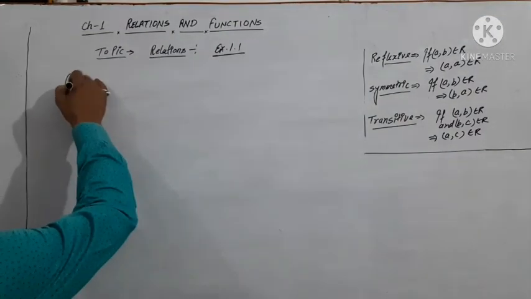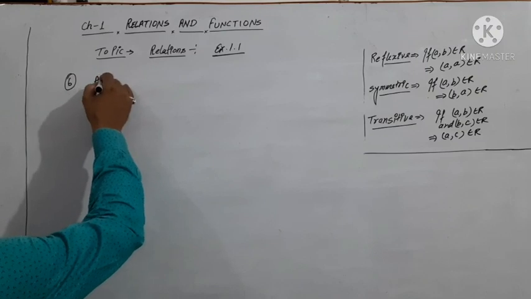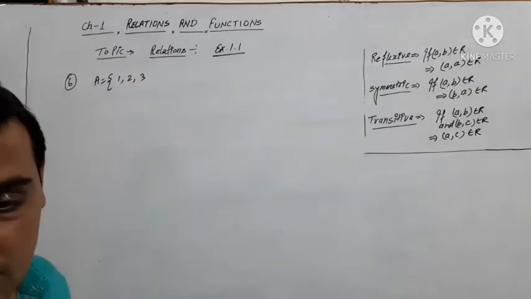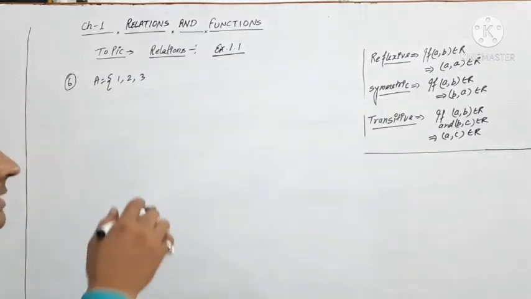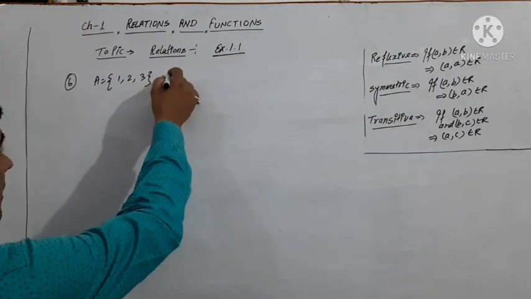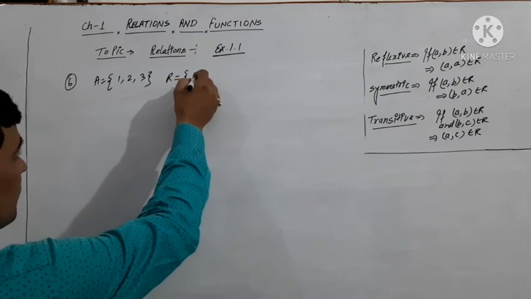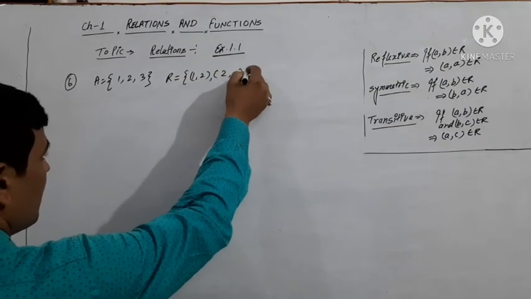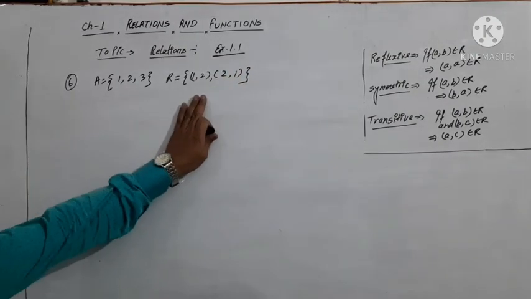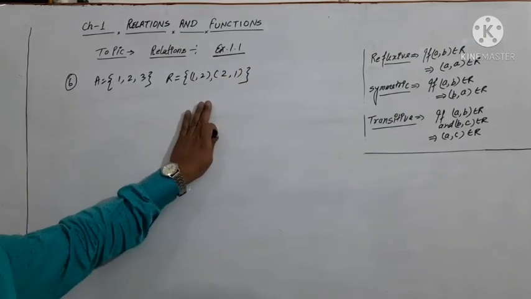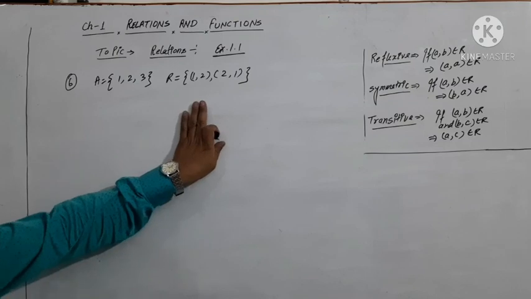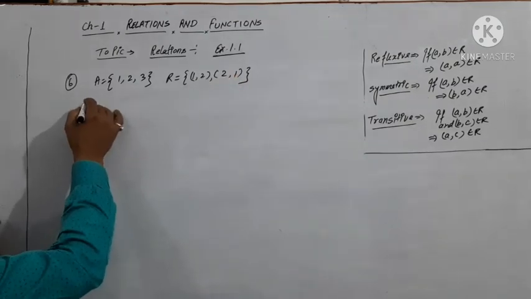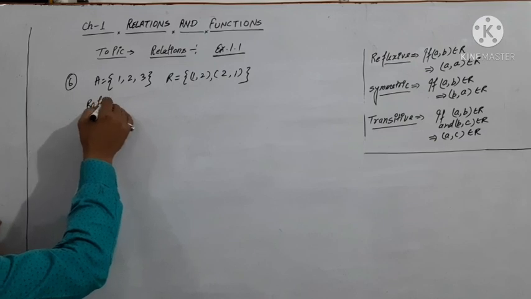Question number 6. The relation is given in the set A = {1, 2, 3} and relation R is given by {(1, 2), (2, 1)}. This relation is given in roster form, so it is the easiest question. How will you check all the 3 conditions? I am checking one by one. Reflexive.